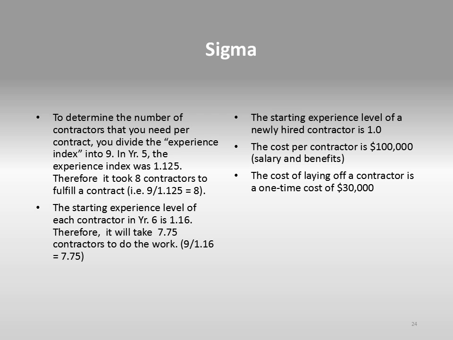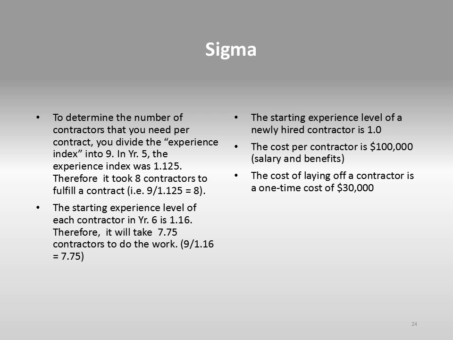The starting experience level of each contractor in year 6 is 1.16. Why did that happen? Because the contractors who are on your payroll are more experienced and you've spent some money training them. Therefore, it will take 7.75 contractors to do the work. As you can see here, what happens is as your experience level goes up, you will need fewer contractors to do the job. But be careful.